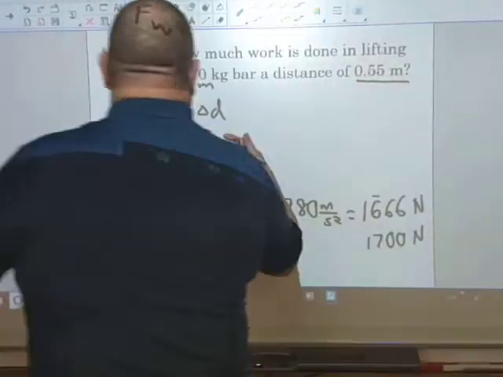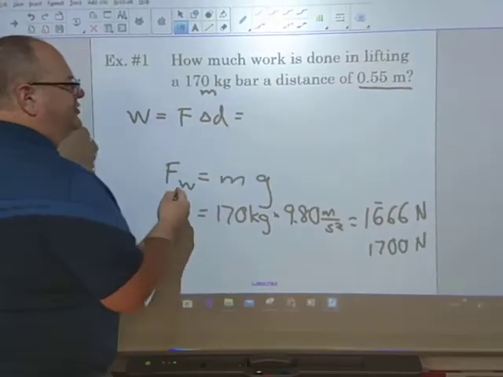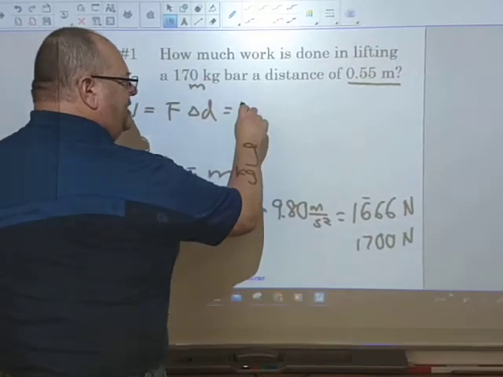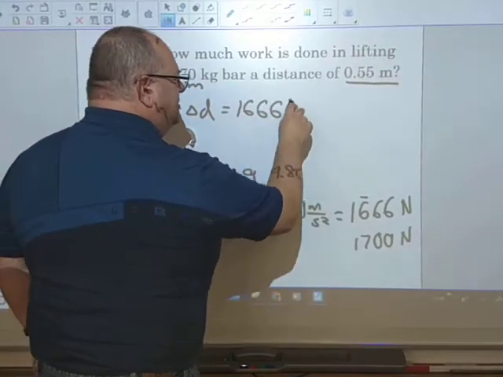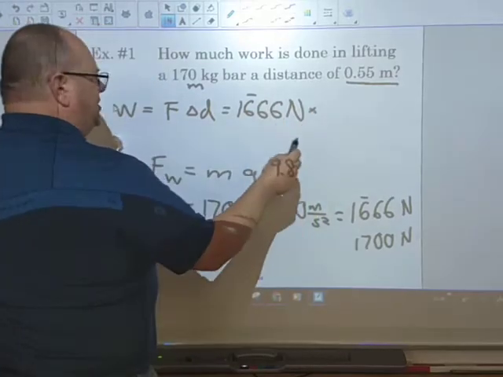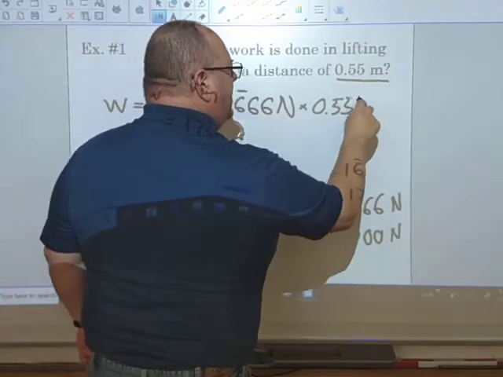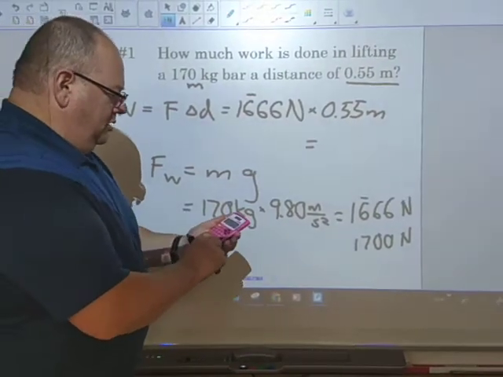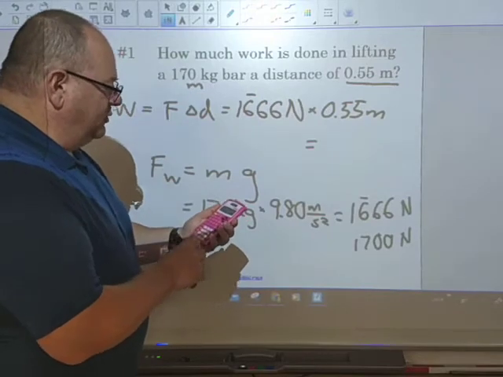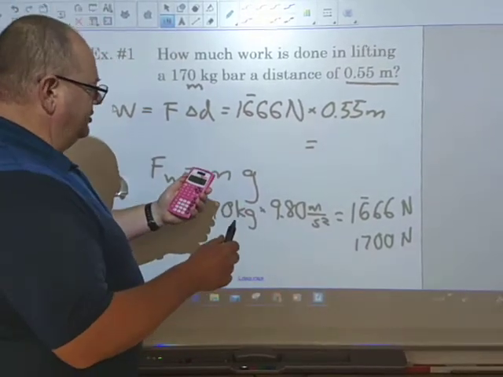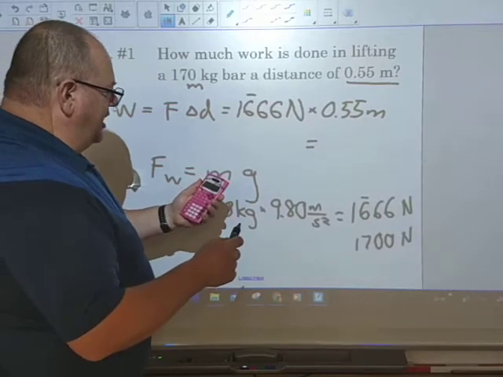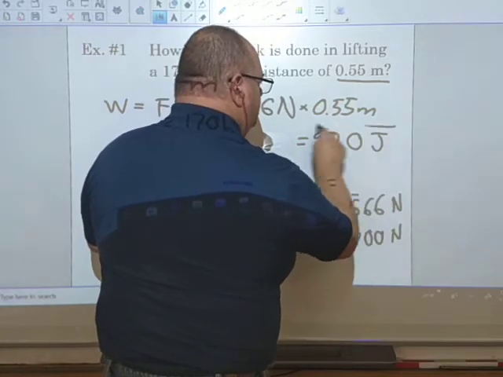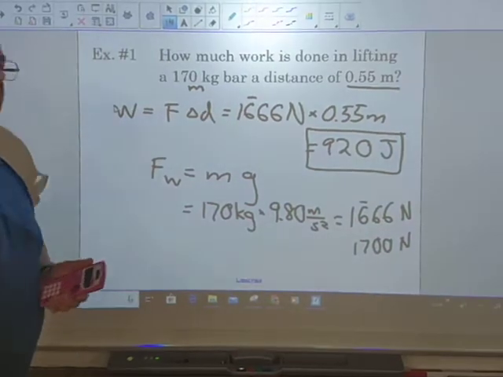So now, all right, to lift this, I'm exerting a force, and I'm going to keep this number while I write it in, and I'm going to round off at the end. 1,666 newtons times 0.55 meters equals, now I'll round off my final answer to 2 sig figs, and I'm going to have 920 joules is my answer.